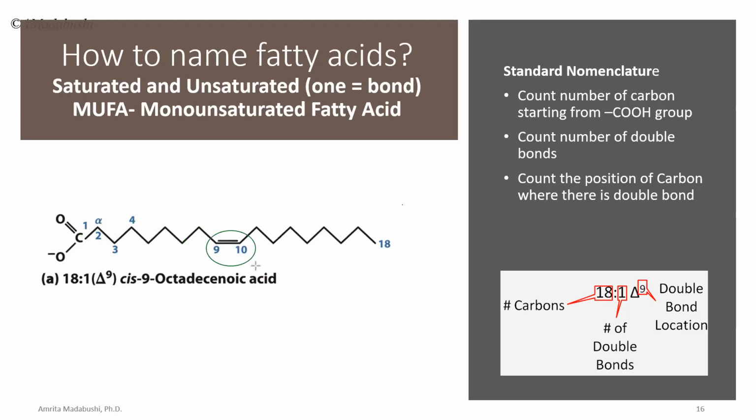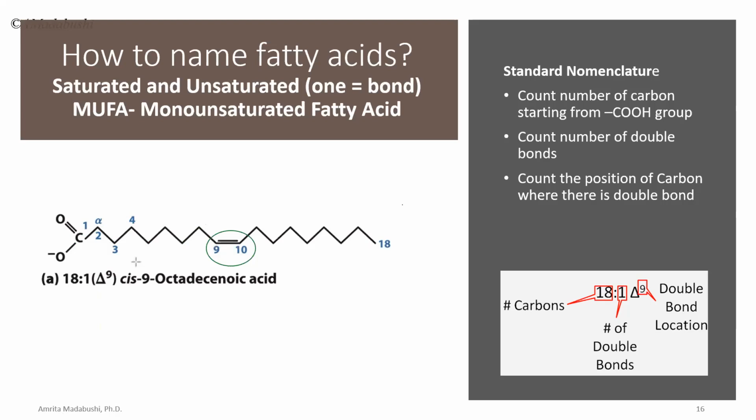But some of you are like, where is the double bond? I don't know where the double bond is. So I say, okay, I'm going to tell you the position. The position is delta and then number 9. What is number 9? Carbon number 9. So 18:1, delta 9 indicates the position of the double bond at carbon number 9.